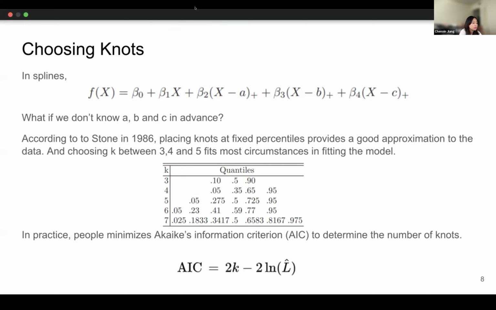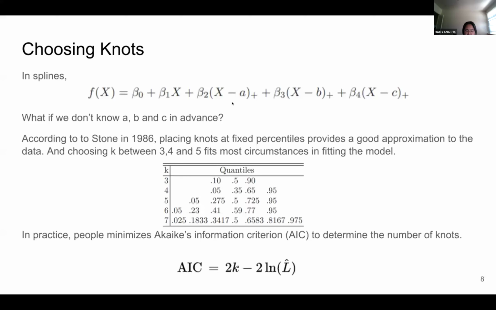Most of the time, k between 3, 4, and 5 fits most circumstances. If you have a really complicated model, then people might choose k up to 7. And in practice, people minimize the Akaike information criterion, the AIC, which is based on the log likelihood, to determine the number of knots k.